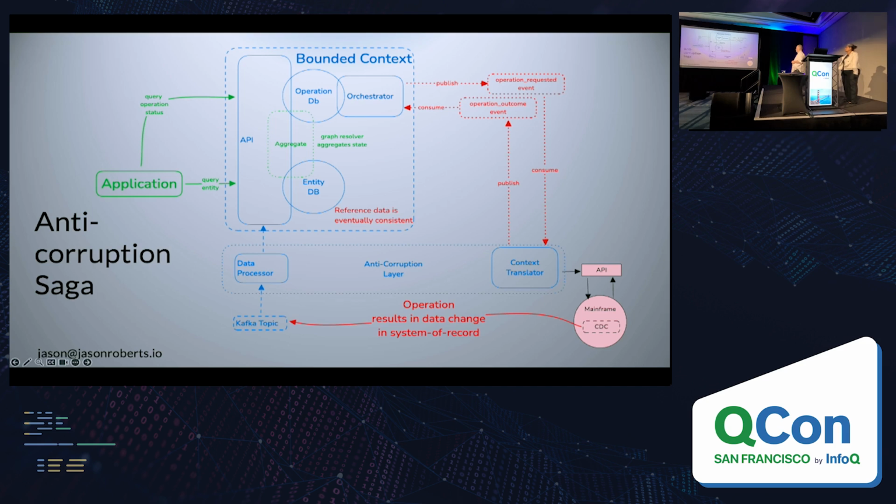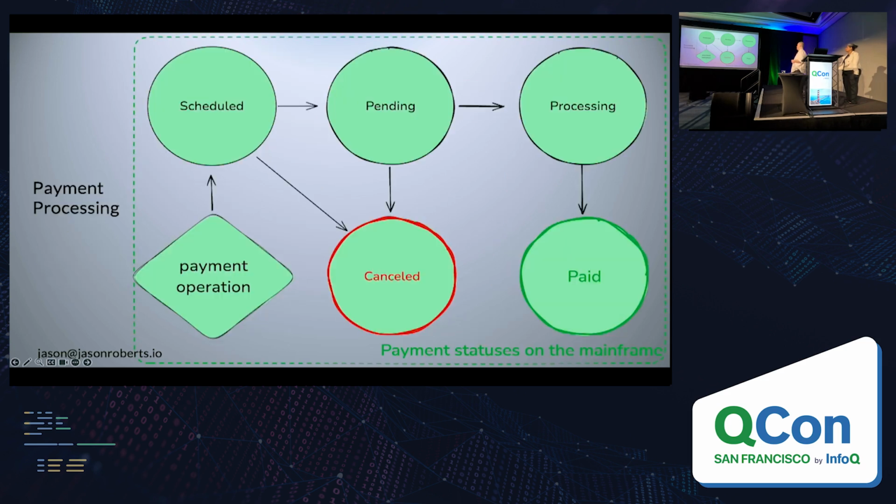It's essentially a race condition, right? This could land first, that could land first. So what we do here is we have an aggregate that can reconcile those two things and present a unified state for that request to an application. I'll show you an example of that.